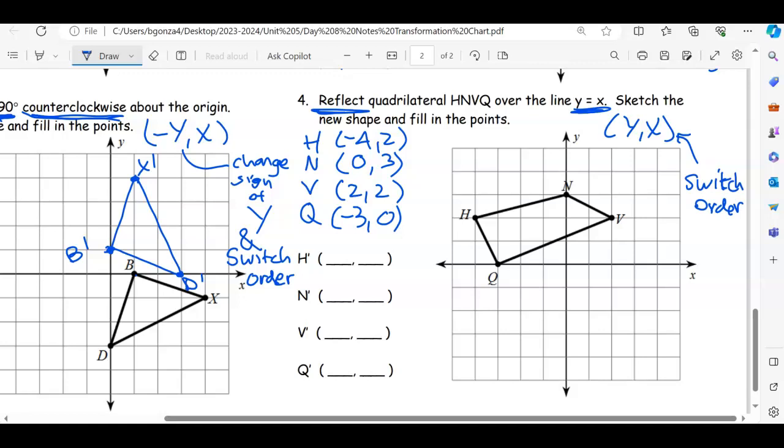So let's do that real quick. Negative 4, 2, switch the order. 2, negative 4. 0, 3, 3, 0. 2, 2 stays the same. And then 0, negative 3.